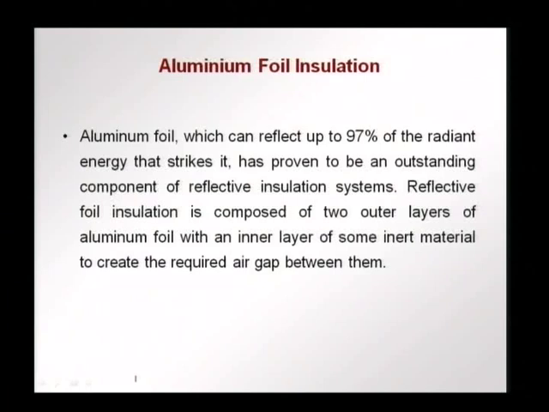Aluminum foil, as I said, reflects a lot of the radiant energy. It can reflect up to 97% of the radiant energy that strikes the aluminum foil, and therefore, it has become an outstanding component of insulation systems where some reflection is also incorporated. Reflecting foil insulation is generally composed of two outer layers of aluminum foil with some inner layer of an inert material, so that there is an air gap that provides for insulation against conduction of heat through the material.